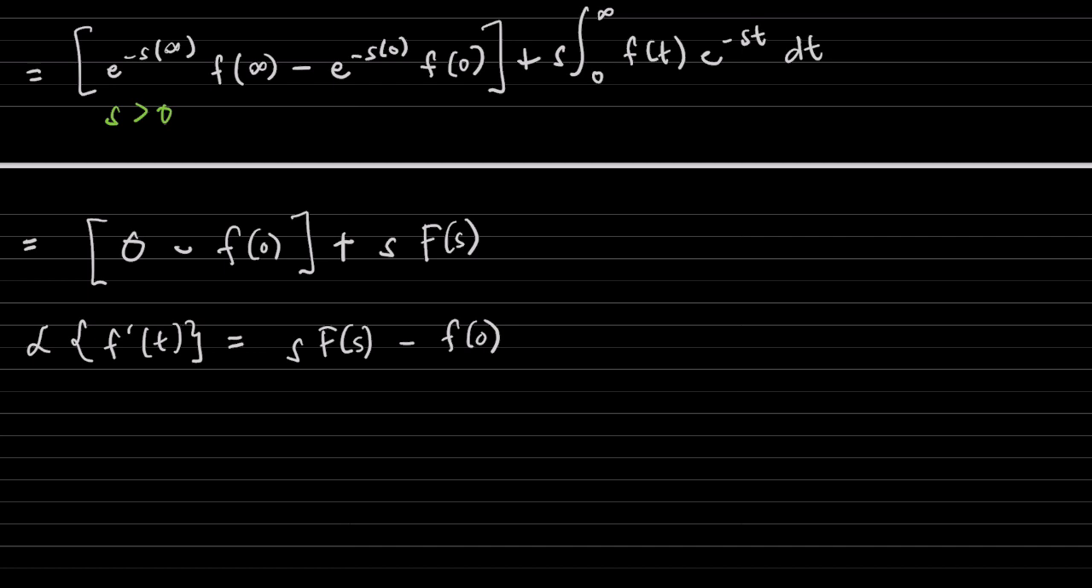So let's do this further. What if we have f double prime of t, meaning double derivative of f in terms of t? So our second example is f double prime of t.